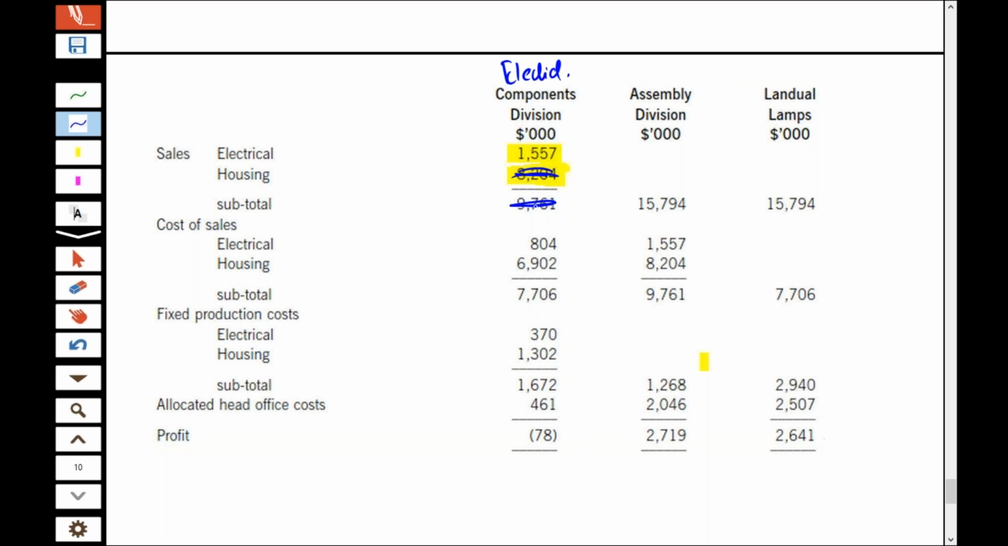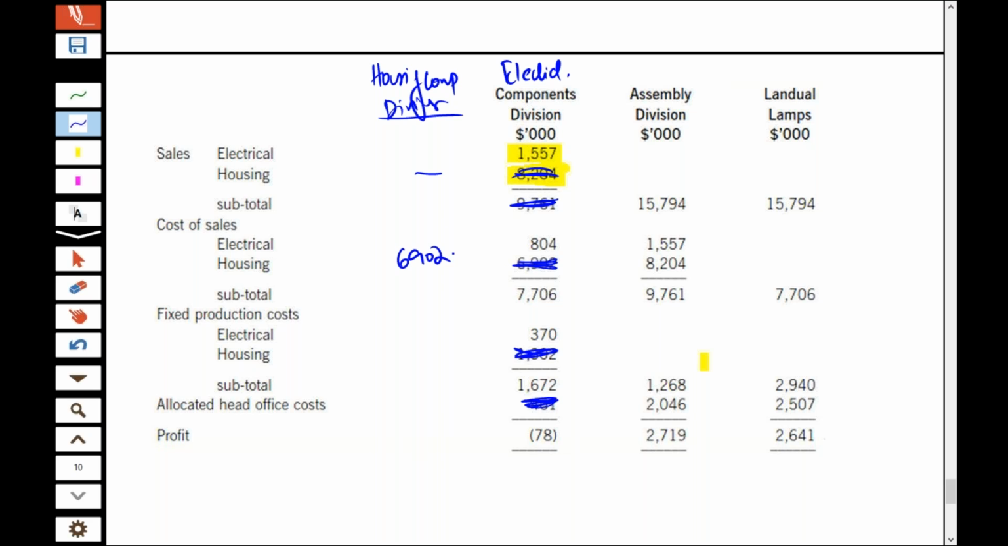This is going to be removed. This is going to be removed. This is going to be removed. The allocated head office cost has to be rearranged. The housing component division would now be selling at what? Would now just be a cost center. That means it's not going to be making any sales.